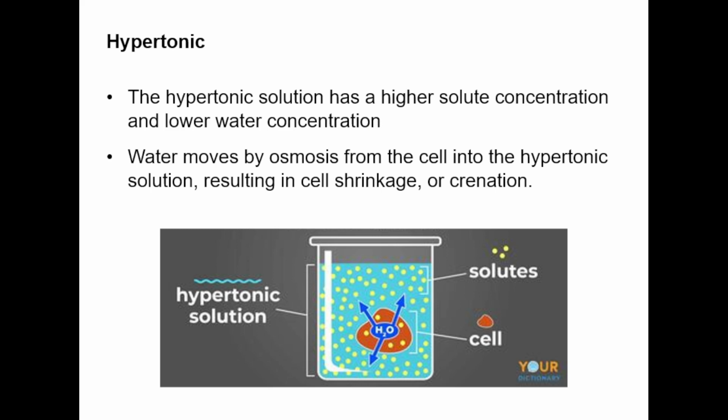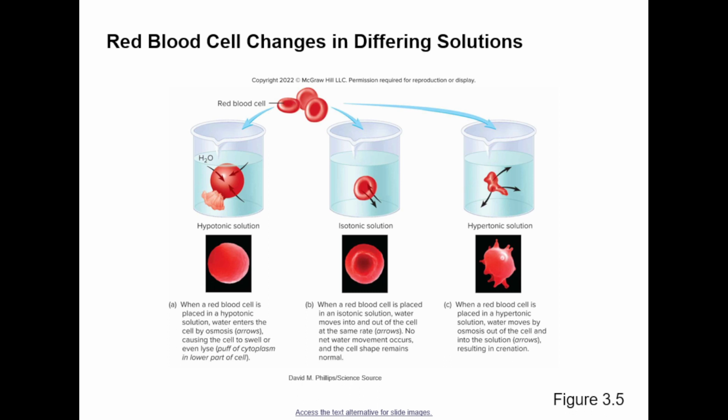So what will water do? Water will move by osmosis from the cell towards the solution. So water will get out of the cell. So what will happen to the cell? It will shrink. And cell shrinkage is called crenation. It will shrink and shrink as water goes out continuously until it becomes so shriveled that it cannot give water anymore. Okay?